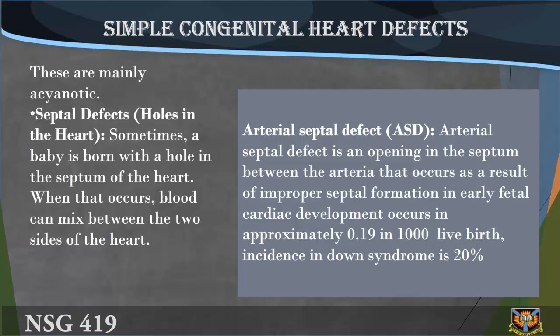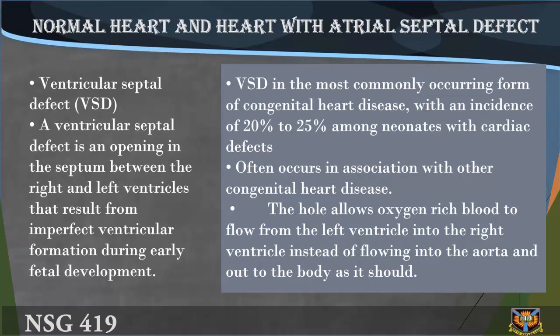Atrial septal defect, ASD. An ASD is a hole in the part of the septum that separates the atria, the upper chambers of the heart. Atrial septal defect is an opening in the septum between the atria that occurs as a result of improper septal formation in early fetal cardiac development. Occurs in approximately 0.19 in 1,000 live births. Incidence in Down syndrome is 20%. Normal heart and heart with atrial septal defect.